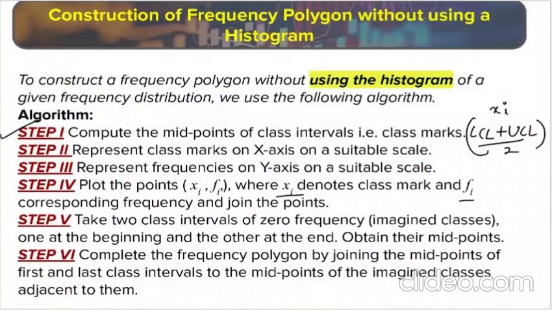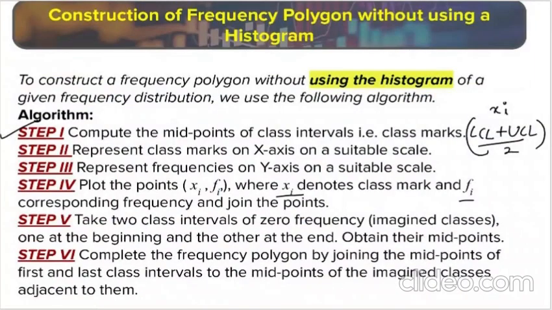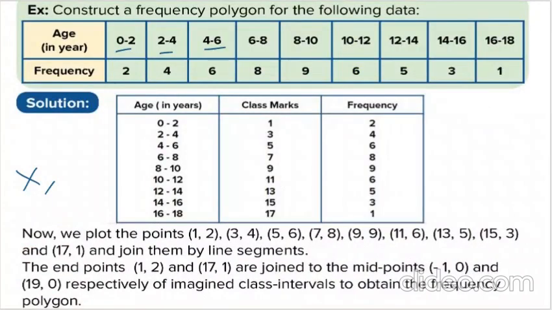ओके, now represent class marks on the x-axis. ठीक है, इनके जो मिड पॉइंट्स है that you will write on the x-axis. और जो फ्रीक्वेंसी है, फ्रीक्वेंसी 2, 4, 6, करेक्ट, उनको हम लिखेंगे y-axis पे. ओके, easy. तो for example 0 to 2, what is the midpoint? 1. So ये x-axis पे, फ्रीक्वेंसी क्या है? 2. y-axis पे, so 1, 2, 3, 4, that way it will keep on going.